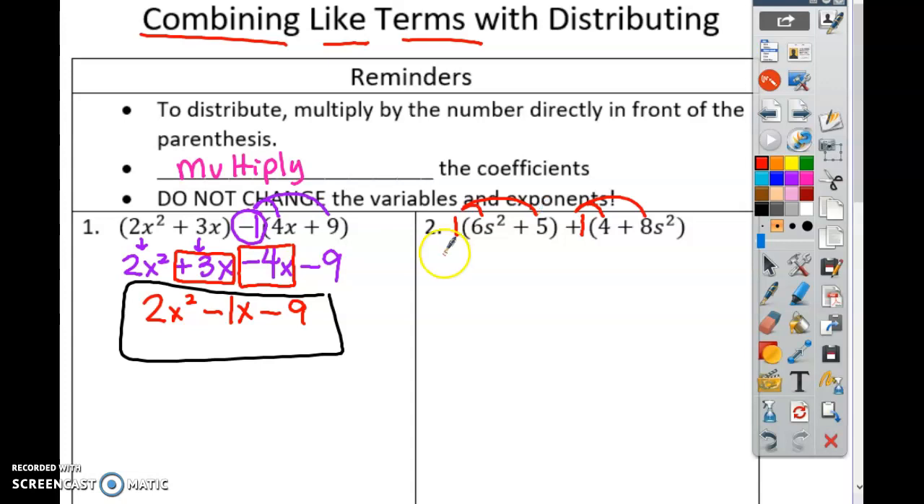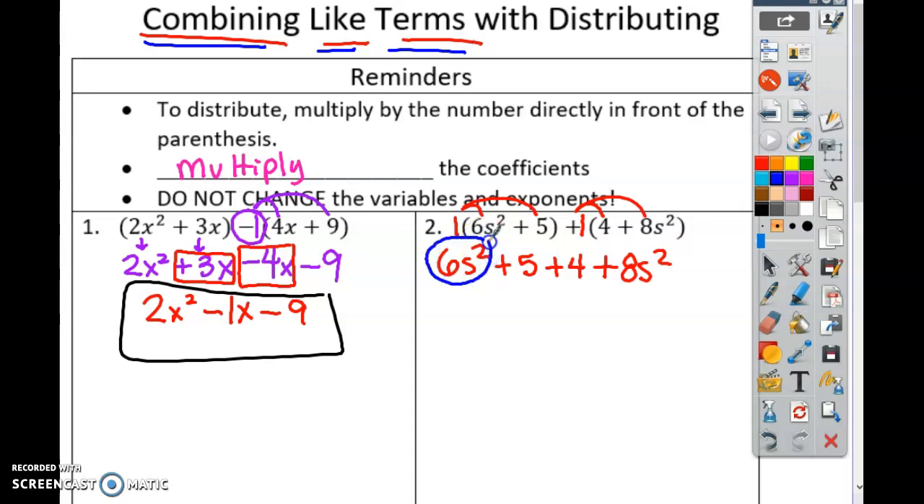Quita los paréntesis. So it's 6s squared plus 5 plus 4 plus 8s squared. Because those were 1s. If it would have been a different number, then you multiply by that number and it gives you a different number. Okay? What's the second step? What do I do next? Combine like terms.